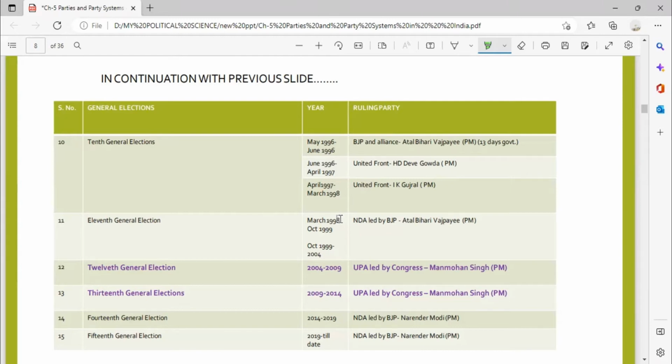But after that, in the 14th general election, 2014 to 2019, the NDA led by BJP came to power, with BJP winning on its own. It was the first government to come to power with a full majority after almost 25 or 30 years. After that, in the 15th general election in 2019, the NDA government led by PM Narendra Modi came to power. So you can see the chronology of how the party system has acted and how Congress has been one of the dominant forces in the elections.